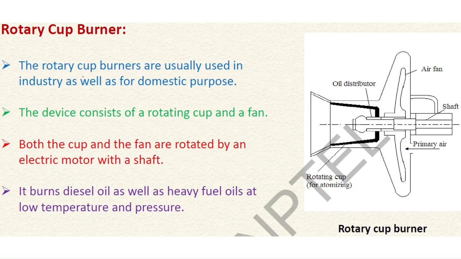Rotary cup burner. Rotary cup burners are usually used in industry as well as for some domestic purposes also. Here, the device consists of a rotary cup, and a fan which is attached to a shaft. So what happens? The oil droplets from this cup hit the wall and evaporate, and this fan, when it moves, sucks in the air and hits that air onto the wall, where that air comes in contact with the vapor of the fuel, and ignition takes place. It burns diesel oil as well as heavy oil at lower temperatures and pressures.